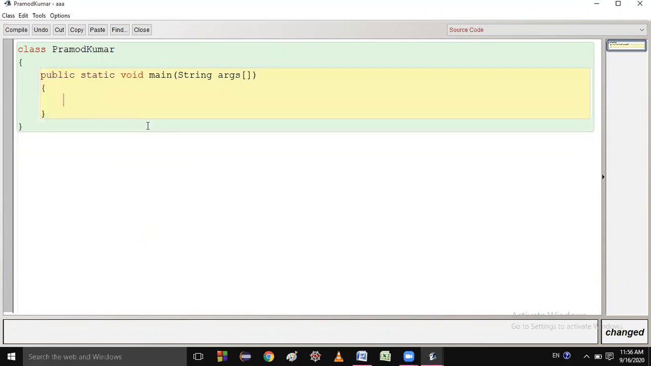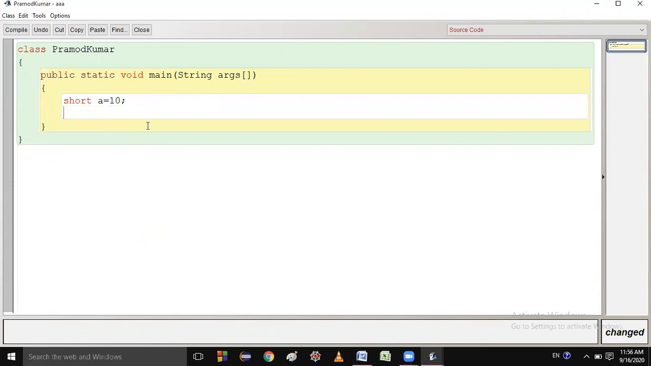Okay. So suppose students, I have a short data type, short a equal to 10. I store 10 over here, and I want to convert this to integer. Then how will I convert it? I will write int b equal to, and I need to write the type cast operator. So I'm converting to int type, then a will be here. This is the way of converting.